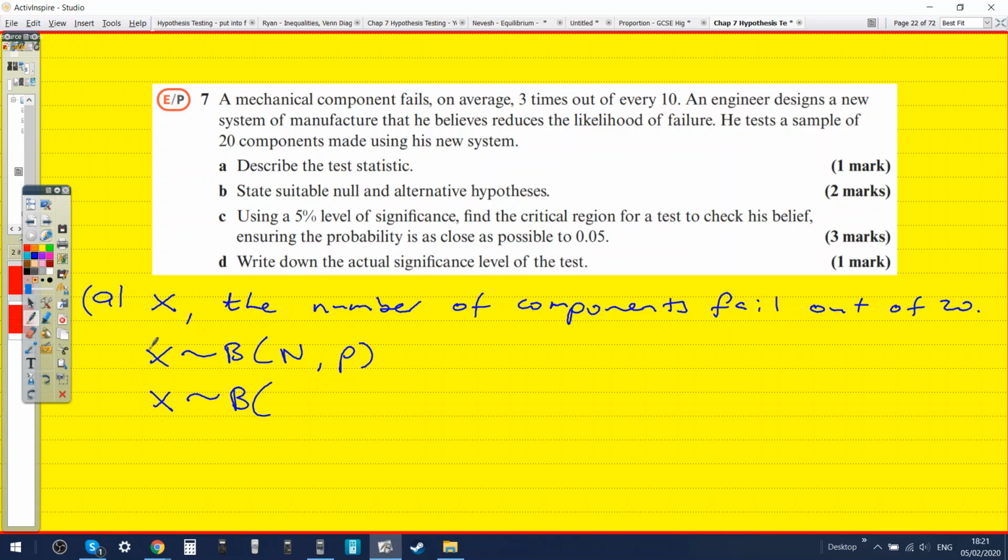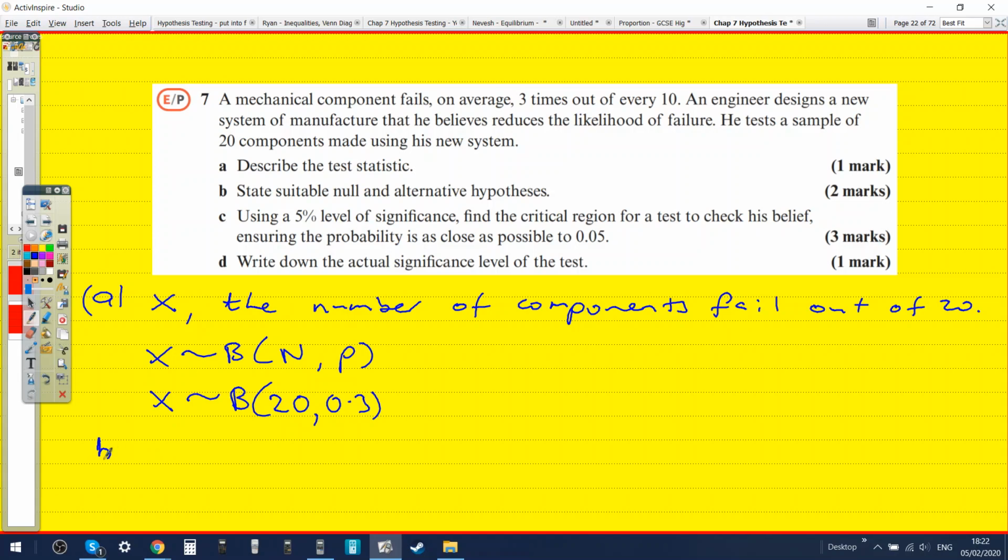Is n 6? Where do you see 6? Because it says 3 times out of every 10, and then he tests 20. So I just thought, that's 6. You're still telling me what x is. What is n? I'm not sure. That one's the total. That is 20. So is p 3? P is probability. 0.3. Yes.